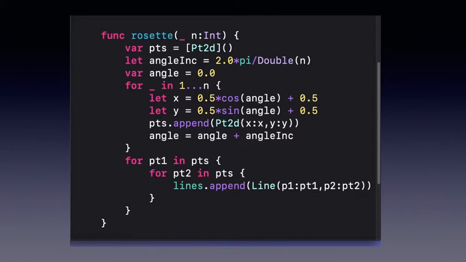Now we loop through n, 1 to n, and we create the x and y component for the perimeter point. Now I want the radius of the circle, because we're drawing in a 1 by 1 space, to be 0.5. In addition to that, the center of the normalized space is 0.5, 0.5. That is an origin. I append the point to the array that I had created, and I increment the angle by the angle increment. So now I have an array of perimeter points.